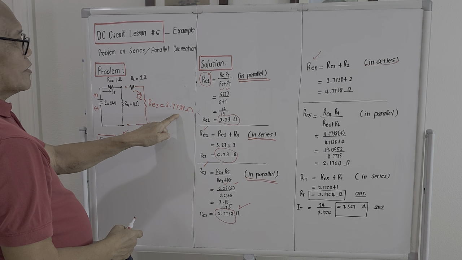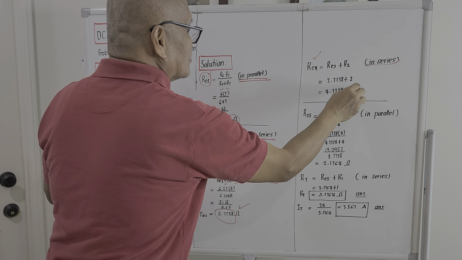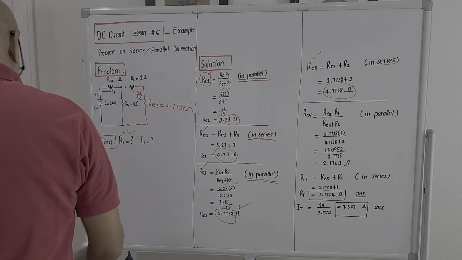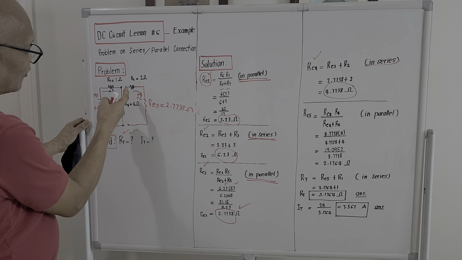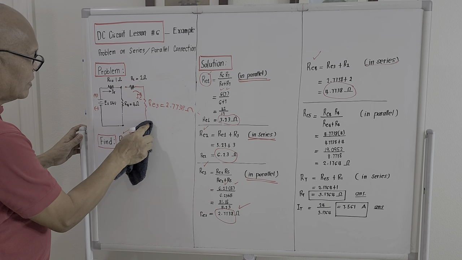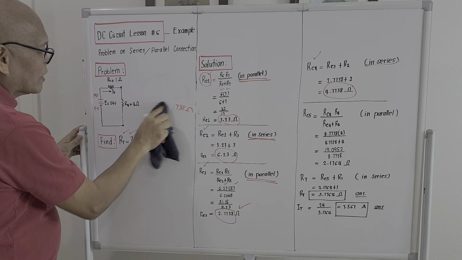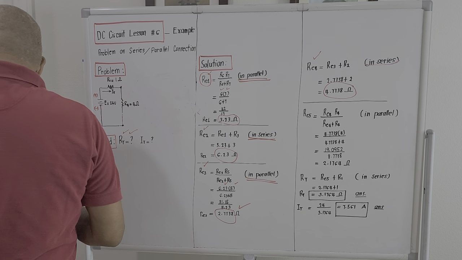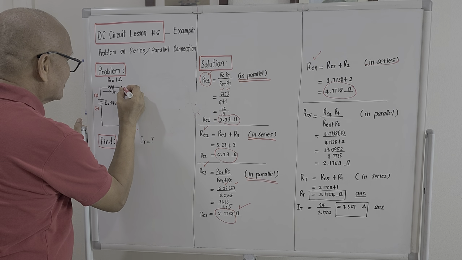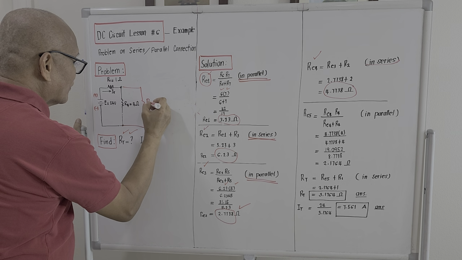So this should be 2.7738 plus 2. And the single equivalent is 4.7738 ohms. Okay? So we now know the single equivalent of R sub 2 and this. So we can proceed to erase this one now. We replace it by its single equivalent RE sub 4. So this is RE sub 4.